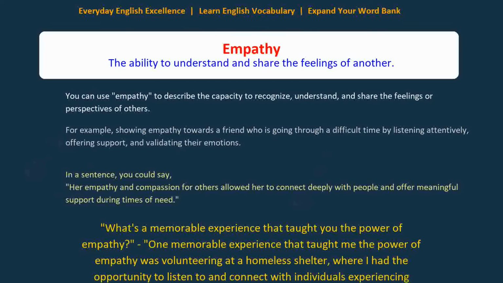What's a memorable experience that taught you the power of empathy? One memorable experience that taught me the power of empathy was volunteering at a homeless shelter, where I had the opportunity to listen to and connect with individuals experiencing homelessness, hear their stories, and offer support and compassion, which taught me the importance of empathy in recognizing and addressing the diverse needs and experiences of others with dignity, respect, and empathy.